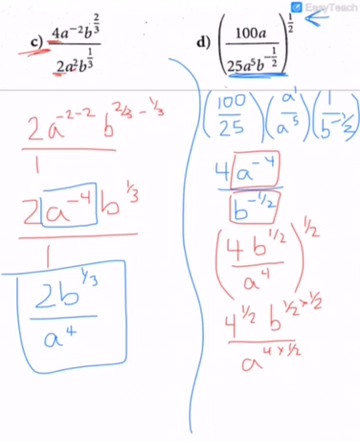So 4 to the power half is the same as square rooting 4. b to the power of 1/2 times 1/2 is 1/4, and a to the power of 4 times 1/2 is 4/2, which is 2. So my final answer, the square root of 4, is going to be 2. So it's going to be 2b to the power of 1/4 divided by a squared.